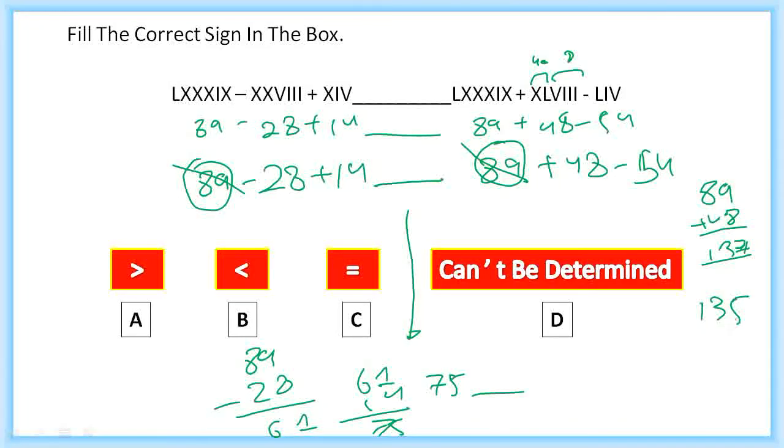Just like it. Oh, sorry, 137 minus 54. So I will get 83. Of course, 83 is greater than 75. So in this case, B must be the correct answer. Okay. Let's move to the next question.